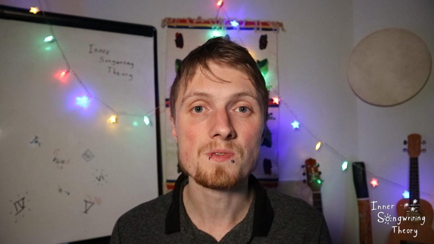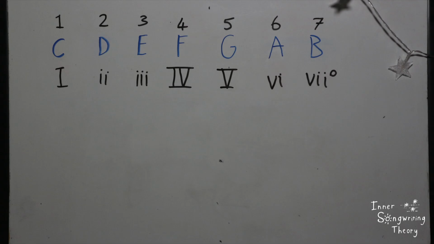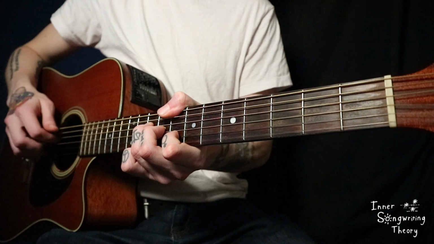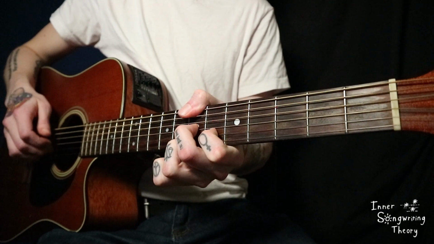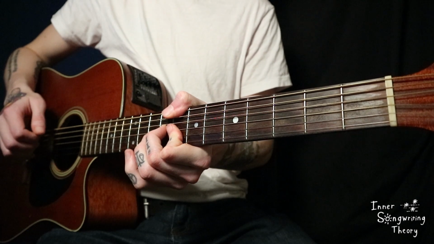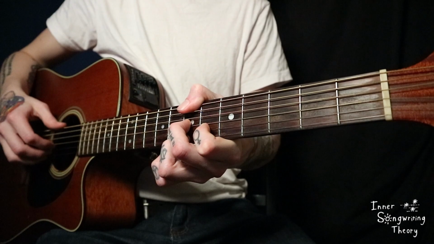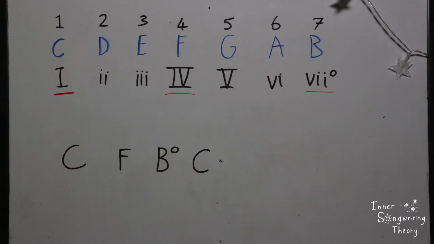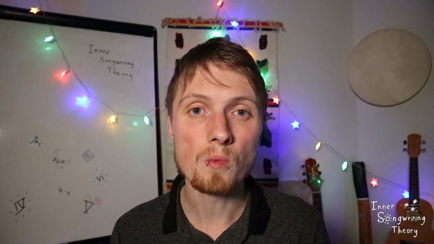Diminished chords are recognized for the tension that they create. The best way to resolve that tension is by returning to the root chord of the scale. Let's try this in C major. I'll take the 1, 4, 7 and return to the 1. Do you hear that tension resolve? It's proof that in the right context, anything can sound good. If you like the sound, run with it.